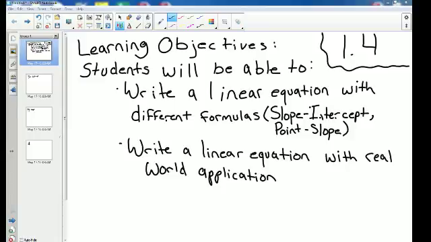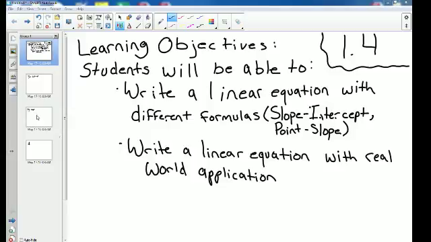Learning about chapter 1.4, which is writing linear equations. Some learning objectives are that students will be able to write a linear equation with different formulas. We'll be going over slope-intercept and point-slope forms. Students will also be able to write a linear equation with real-world application. That just means you'd be able to look at a prompt and say, oh, that's what that means.